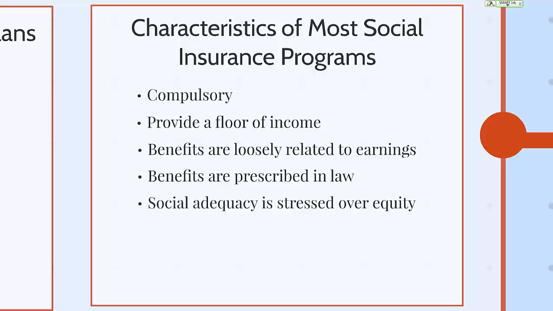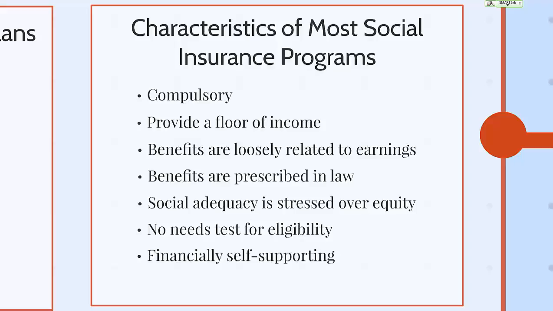Social adequacy is stressed over social equity. This somewhat conflicts with benefits being related to earnings. As an example, if you pay a significant amount into Social Security and you are considered high income, your benefits when you draw Social Security are going to be a lower percentage of your total contributions than someone who was lower income. There is no needs test for eligibility. This means that anyone, even Warren Buffett and Bill Gates, will be able to collect Social Security when they reach eligibility age. And the program should be financially self-supporting.